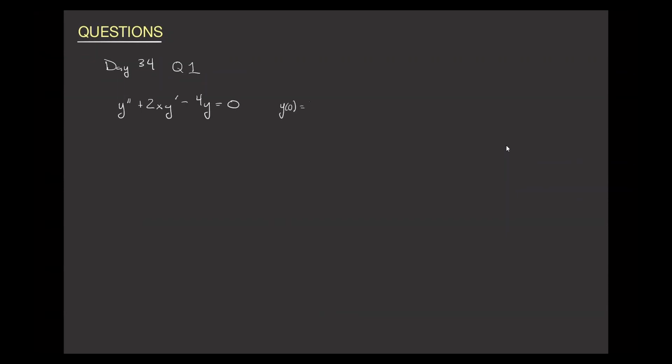So this is day 34, and it's question 1, or a version of it, because we often all get different versions. The one I have says this: y double prime plus 2xy prime minus 4y is equal to 0, with initial values y of 0 is equal to 7, and y prime of 0 is equal to -9.